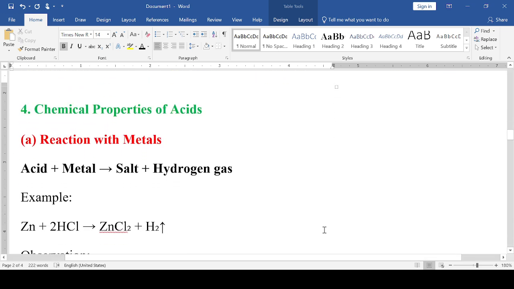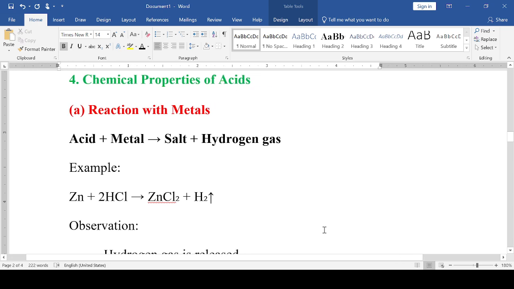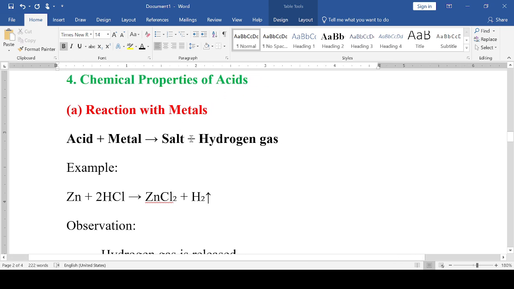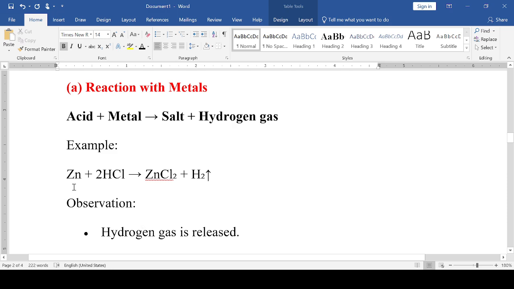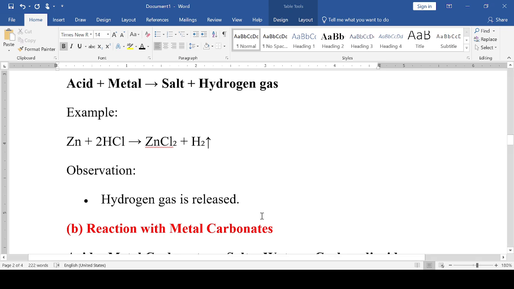Now the next one is the chemical properties of an acid. What happens when an acid reacts with metals? Acid plus metal gives rise to salt plus hydrogen gas. Zinc is a metal, and hydrochloric acid reacts with zinc to give zinc chloride plus hydrogen. The up arrow represents that hydrogen gas is released. So at the end of the observation, you will conclude that hydrogen gas is released.